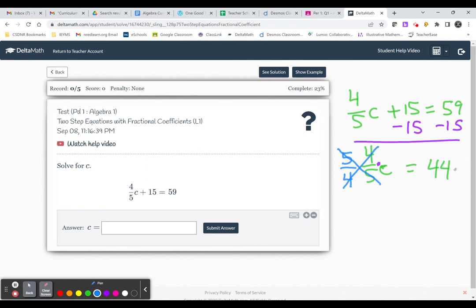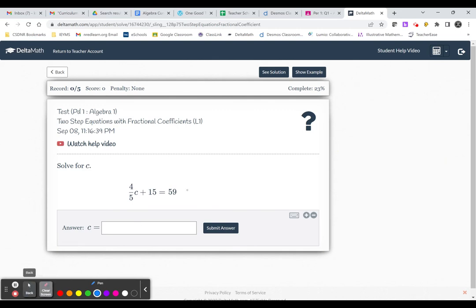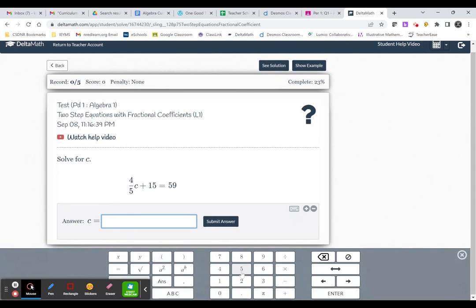So I'm going to multiply both sides by the reciprocal. 44 times 5 divided by 4, or even easier, 44 divided by 4, which is 11, and 11 times 5. Or you could use a calculator, right? You could open a calculator and you could compute that math there. So 55 is our answer. We're going to type it here, 55.